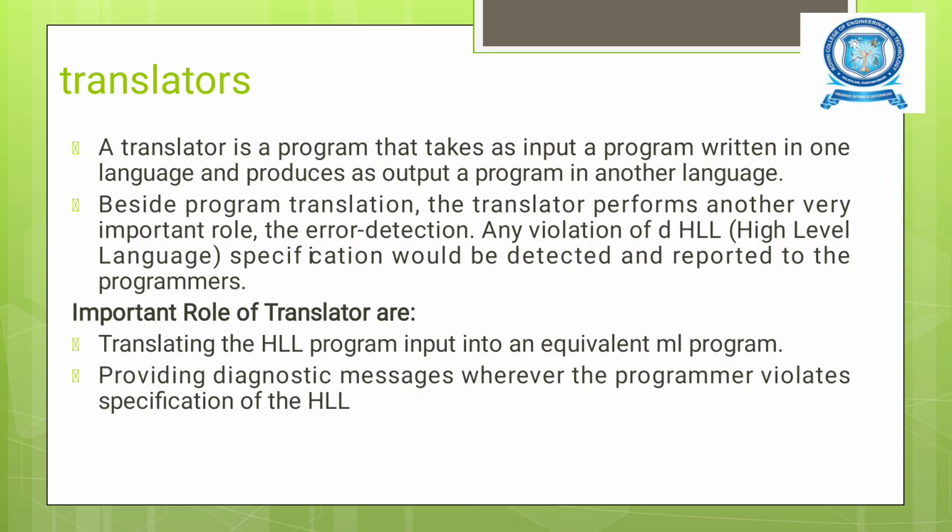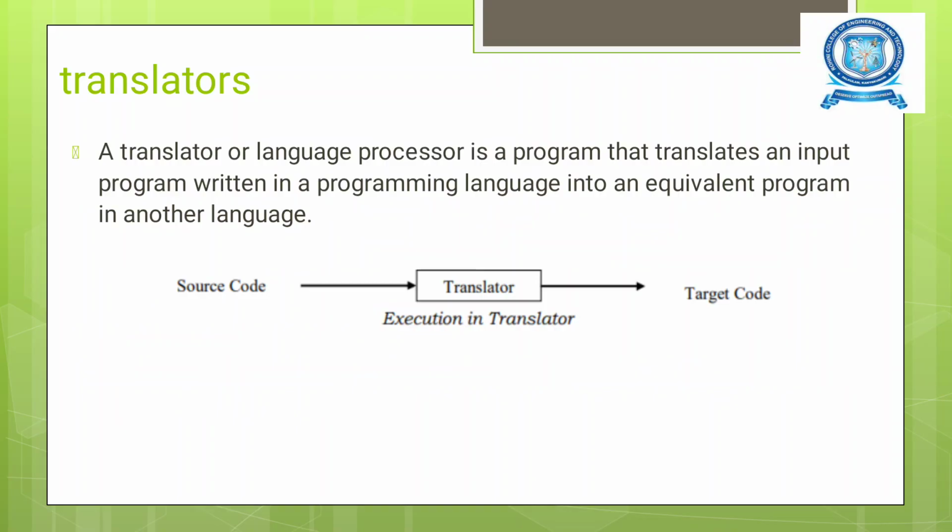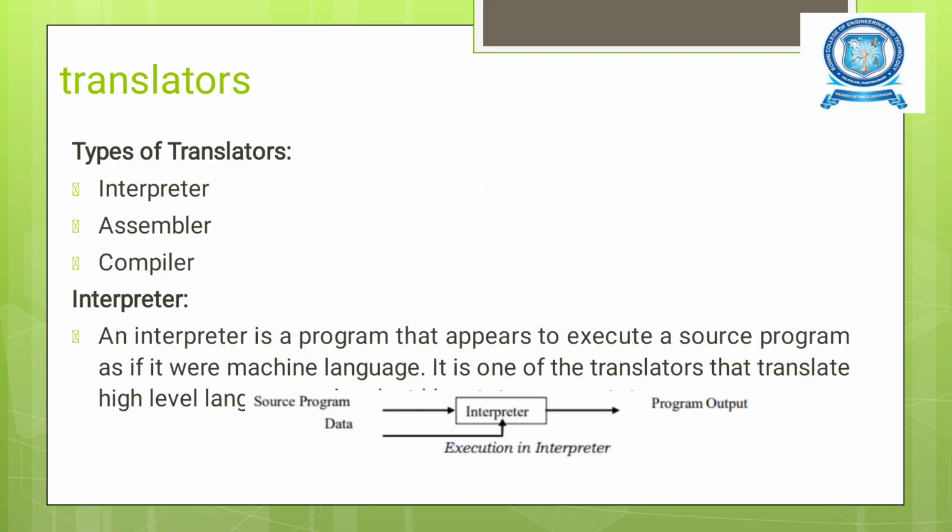An important role of the translator is to translate the high level language program into its equivalent machine level program. It also provides a diagnostic message wherever the program violates the specifications of the high level language. So the translator takes the source code and generates the target code. There are three types of translator: interpreter, assembler, compiler.